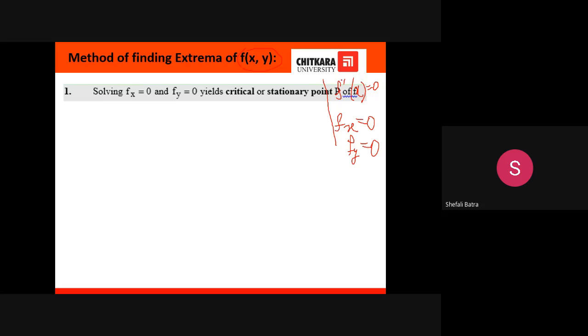Right? In one variable, we do like this. f dash x is equal to 0. That is your first order derivative test.